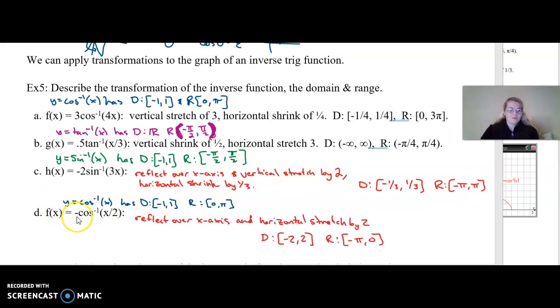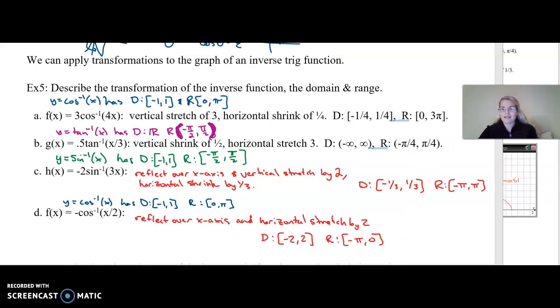All right. This one, negative cosine inverse of x/2. I'm going to reflect over the x-axis. That's what the negative is going to do. And I'm going to have a horizontal stretch by a factor of 2. So that horizontal stretch is what's going to change my domain from -1 to 1 to -2 to 2. And that reflection over the x-axis now, instead of my range being entirely above the x-axis from 0 to π, I'm going to be reflected, and it's going to be from -π to 0.